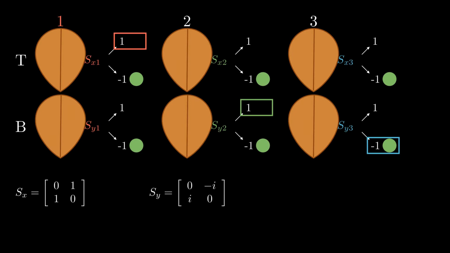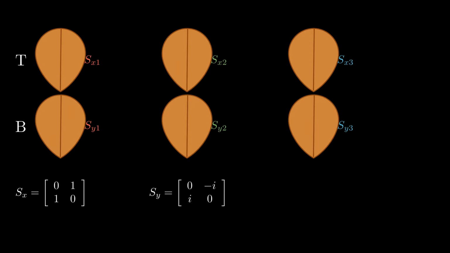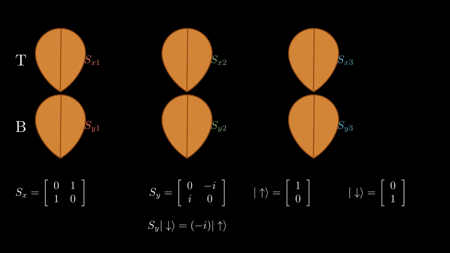To describe states, we'll use the common shorthand notation of an up arrow representing the vector (1, 0) and a down arrow representing (0, 1). Using this notation, you can see that an SX matrix turns an up to a down and a down to an up. An SY matrix turns an up to a down with an extra factor of i, and turns a down to an up with a factor of -i.